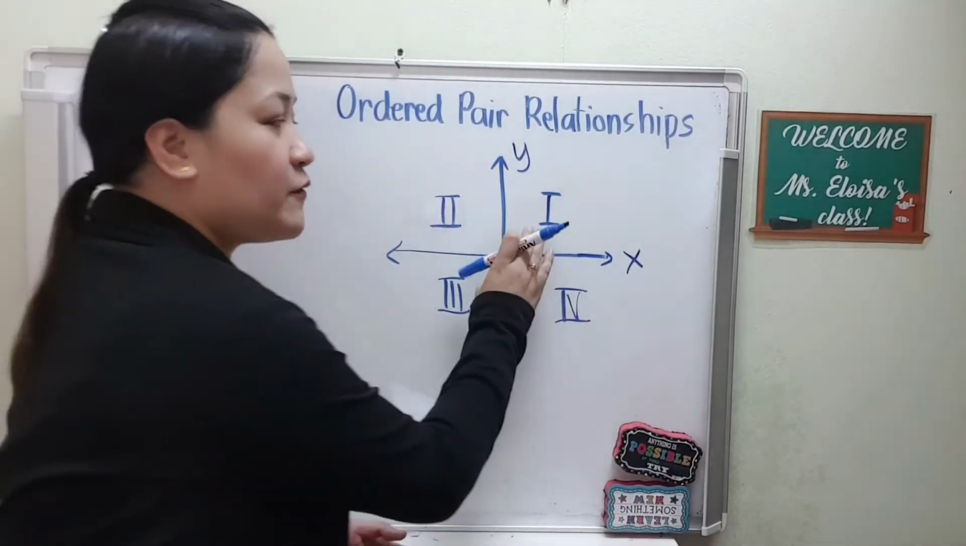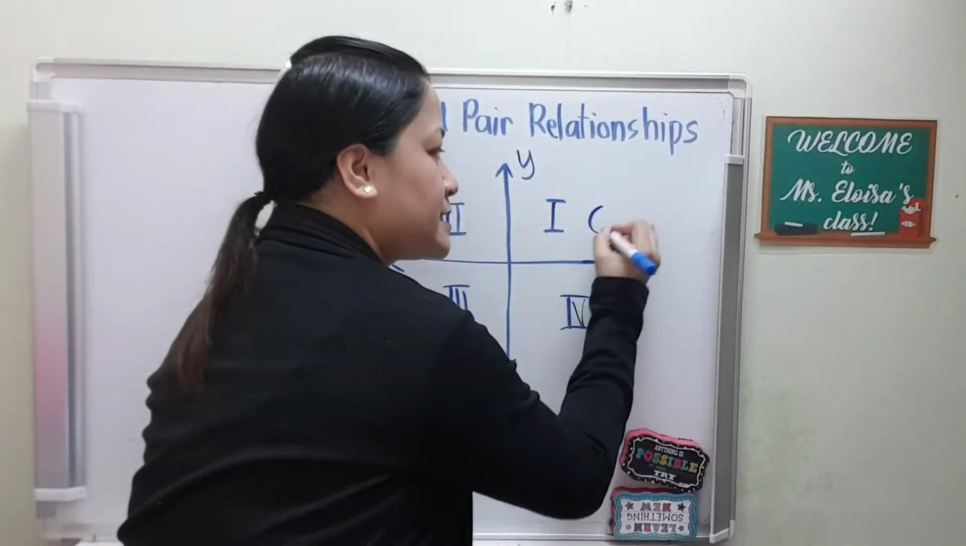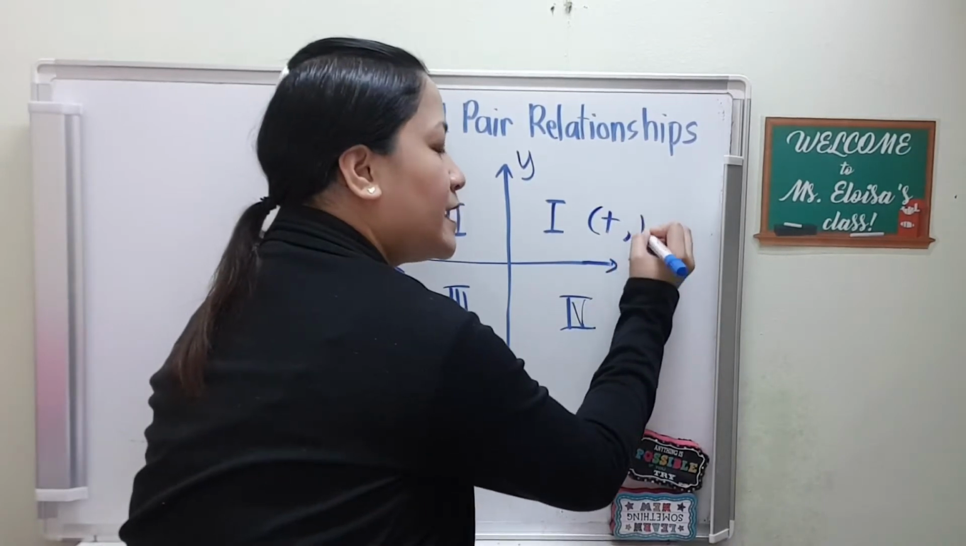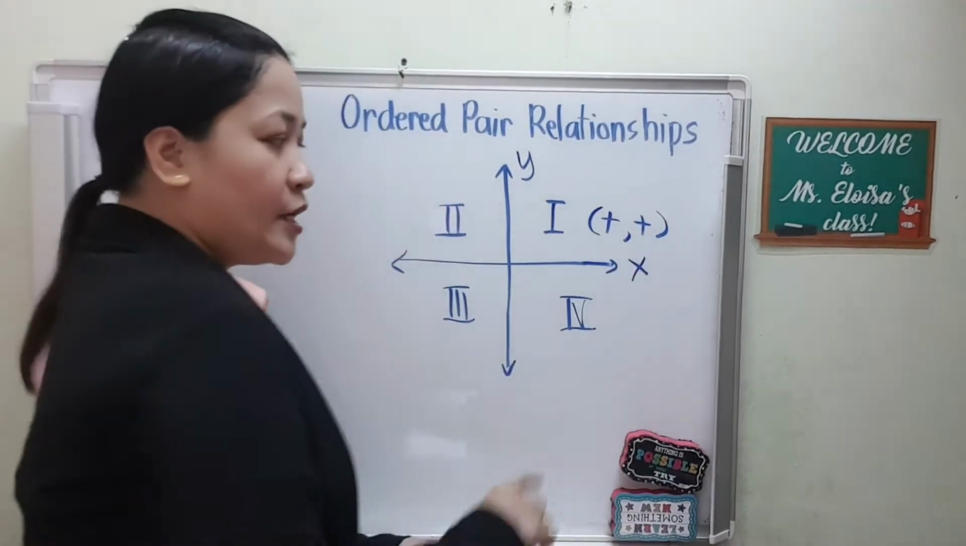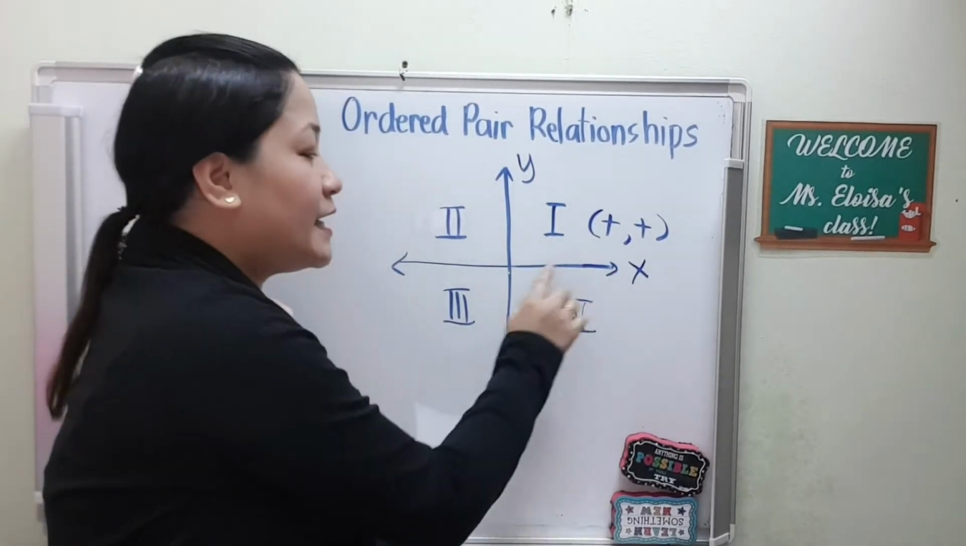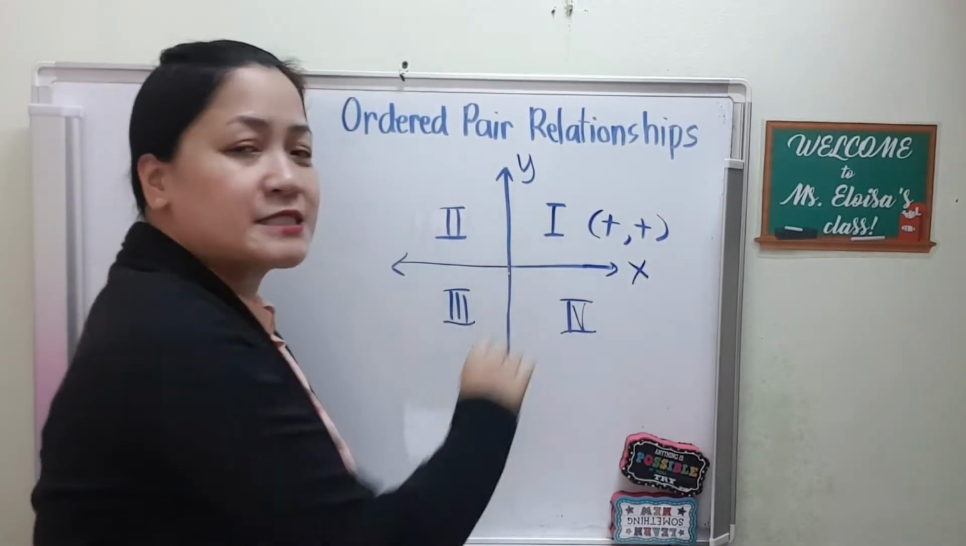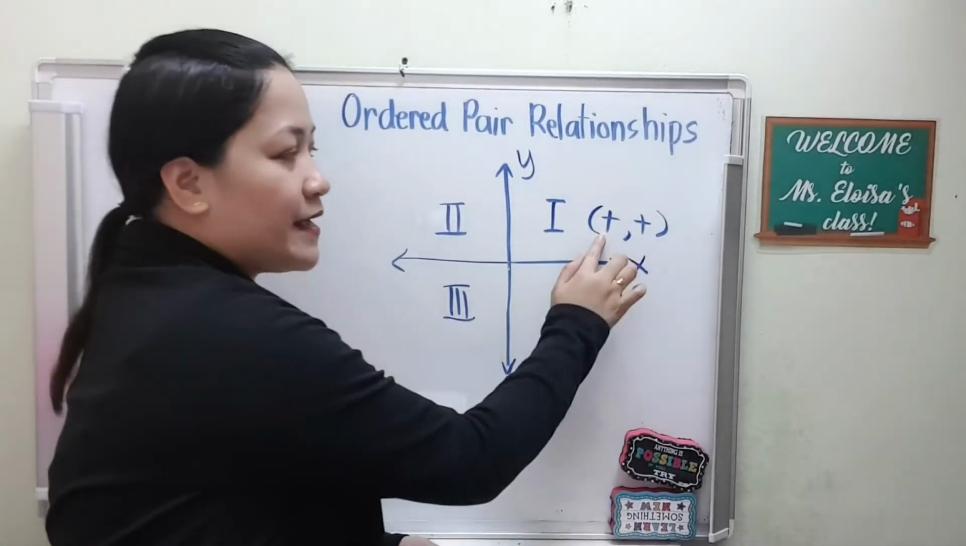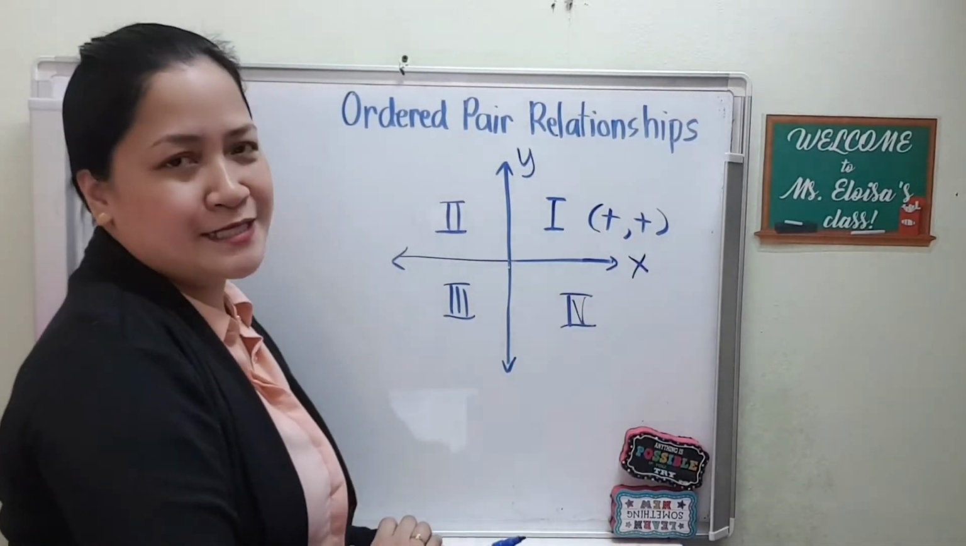So, on the first quadrant, the x-axis is positive and the y-axis is positive also. From the origin going to the right, that is positive. And from the origin going up, that's positive also, right? So, x and y are both positive.